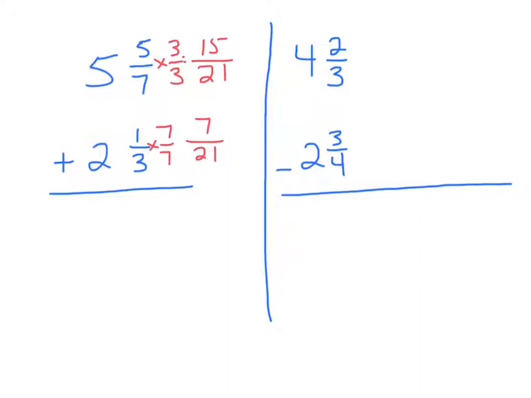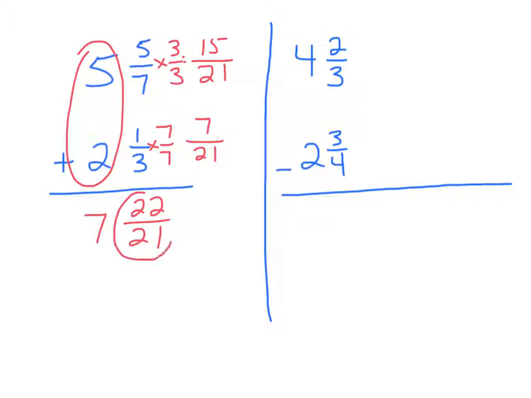Now I just go through and add 15 21sts plus 7 21sts is equal to 22 21sts, and my 5 plus my 2 gives me 7. Of course, I cannot leave it as 22 over 21 because that is an improper fraction. So if I change that to a mixed number, I am going to get 1 and 1 21st. So I'm going to be adding together the 7 and the 1. I'm going to be getting 8 and 1 21st for my final answer.